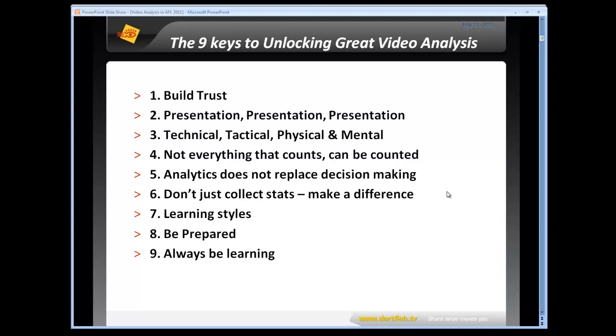With regard to number 2, I've written here presentation, presentation, presentation. It's so important to work hard on your presentation skills, just like anything else. If the information gets presented badly, then the message gets lost. So spend a little bit of time making sure your presentation's tight, making sure that you know how to present. And I don't mean that as far as the talking side of things, but just knowing which button to click and making sure that you do present well.